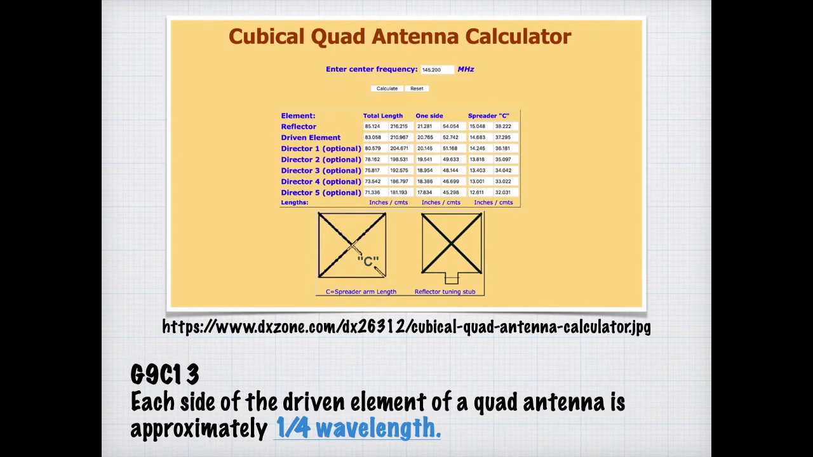Once you get into the world of HF radio, you may be tempted to build your own antenna, and there's a plethora of calculators that are free online and on various websites. But this one is used here to show the test question is accurate. And the test question you need to know is that each side of a driven element for a quad antenna is approximately 1/4 wavelength.